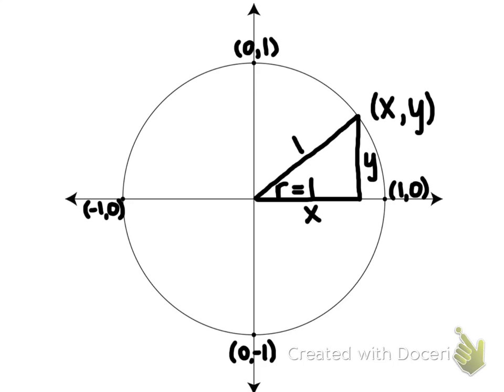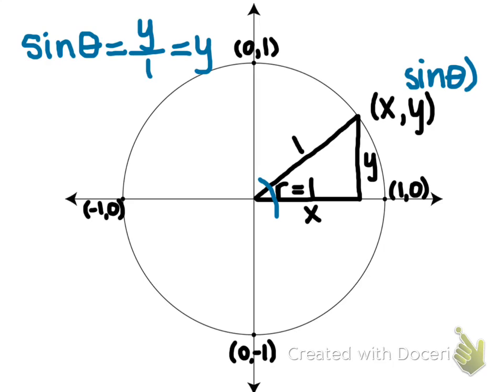Okay, so let's look at those three trig functions and see how this applies. So if I start from this angle, then the sine of this angle is going to be opposite over hypotenuse, which is y over 1. And we can just simplify that to equal y. So the y coordinate is the same as the sine of that angle.